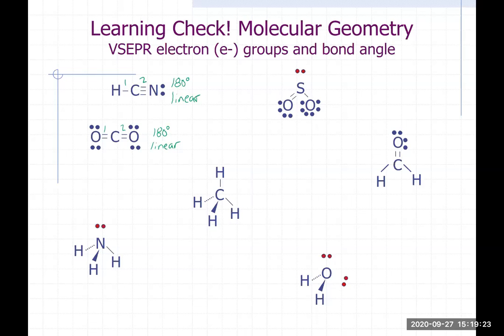Let's look at ammonia down here on the bottom left. We have 1, 2, 3, 4 electron groups. 4 electron groups for electron geometry would be tetrahedral, but we're going to evaluate the bonding and non-bonding. We have 3 bonding and we have 1 non-bonding. We have memorized that if we have 3 bonding and 1 non-bonding, this is trigonal pyramidal.